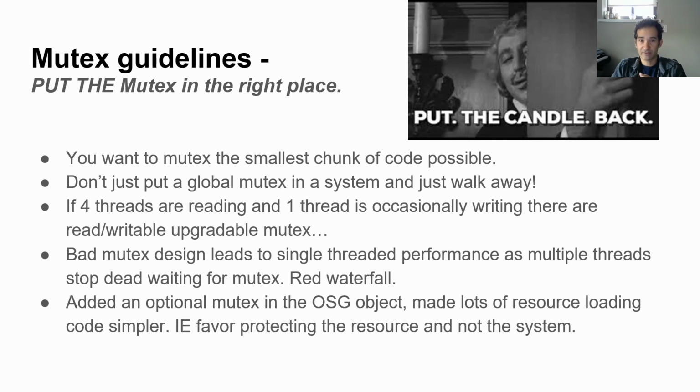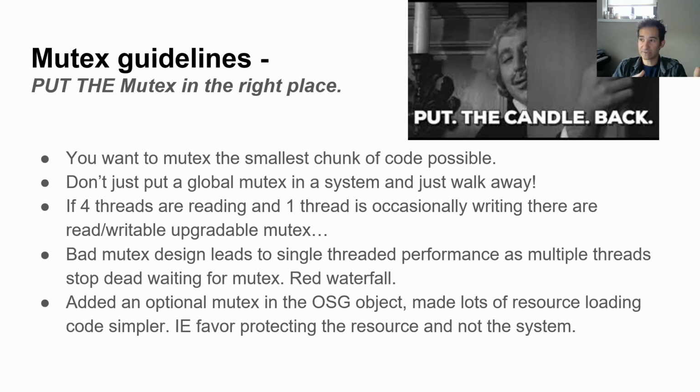If 4 threads are reading and 1 thread is occasionally writing, there are writable, upgradable mutexes, which can be really useful in that kind of design pattern. Bad mutex design leads to single-threaded performance, as multiple threads just stop dead. And in Concurrency Visualizer, that looked like a red waterfall. When I started doing this performance optimization on our rendering engine, that's where I discovered, yeah, we had single-thread behavior all the time because of where our mutexes were, and nobody really knew because we didn't have a good visualization of it. And once we had the visualization of it, it was very obvious, okay, this is not great.